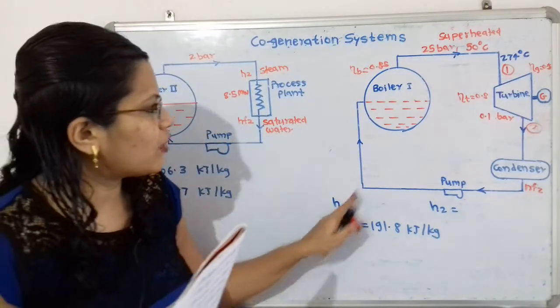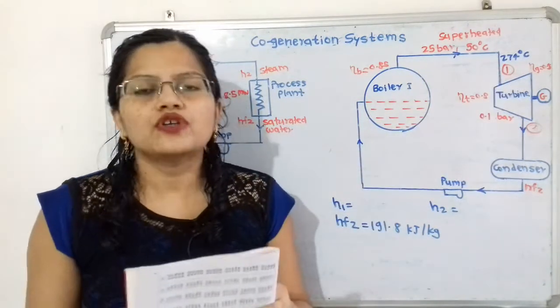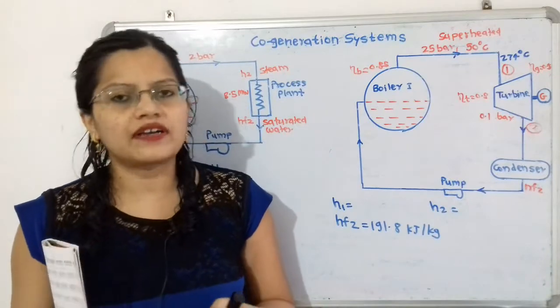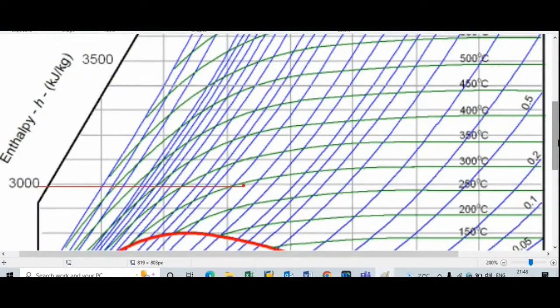Now how to find out the values of H1 and H2? For that we will use the Mollier diagram. Now we will select point 1 as per the given condition, that is 25 bar and 274 degrees Celsius. Here is point 1 that we have already selected, and H1, the enthalpy related to this point 1, is 2950 kilojoule per kilogram.